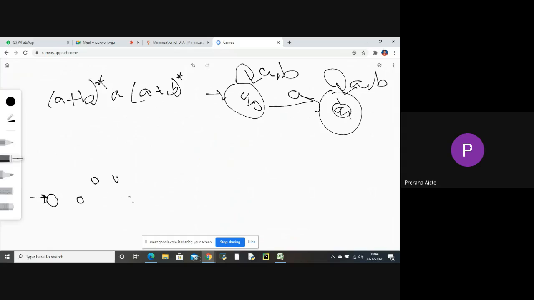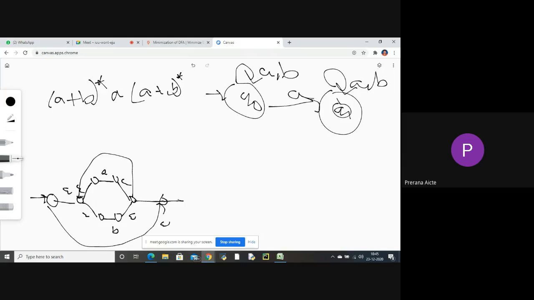It is a very big diagram as compared with the previous one. So it is A, B, and the remaining are all epsilons. It is A plus B whole star. Then we need to add A also.